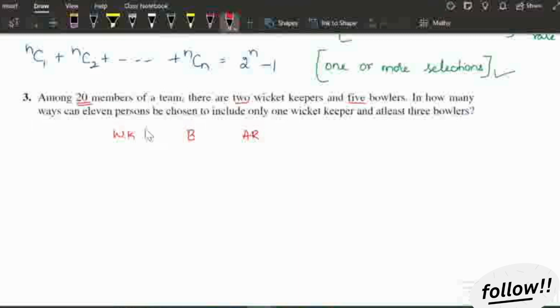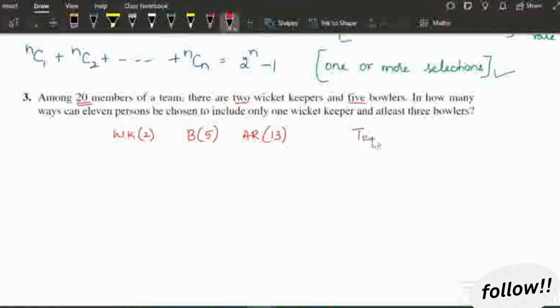Now, how many wicket keepers are there? 2. How many bowlers are there? 5. And how many other people are there? Totally, we have 20, right? So 2 plus 5 is 7. So there are remaining 13 people here. Now, in how many ways can 11 persons be chosen?